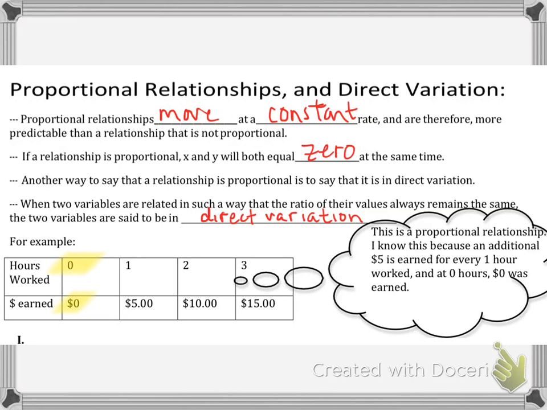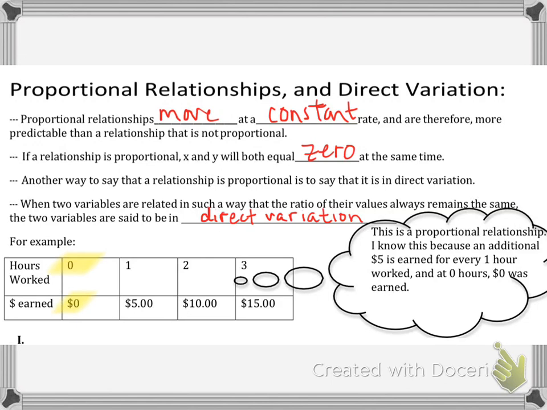There are some relationships where it's not 0 at the same time. For example, you might have to pay somebody to come out to your house. Well, even if they come to your house and work 0 hours, you still have to pay them for coming to your house. So there are relationships that aren't proportional.